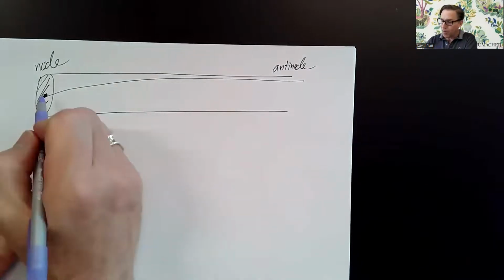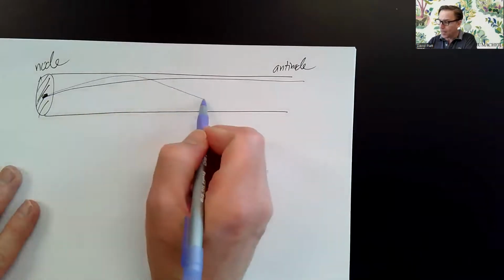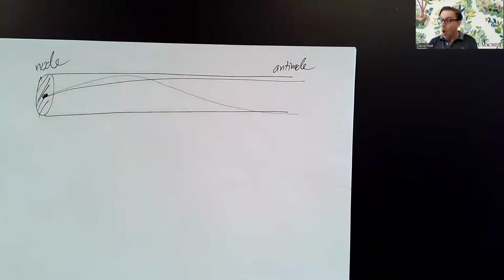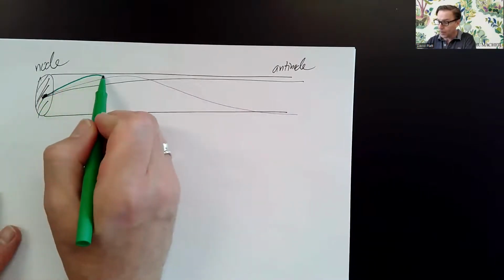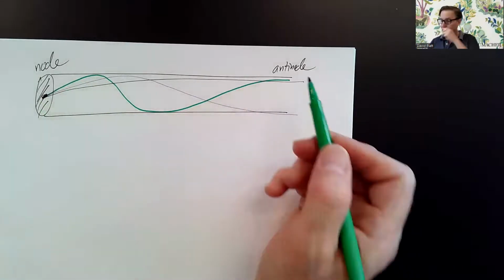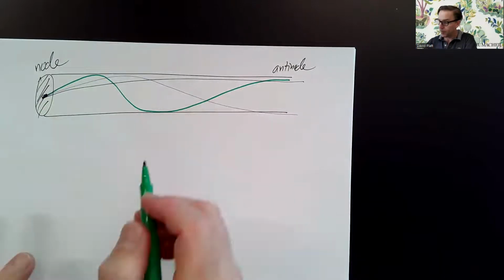But I could go from a node to an antinode and then to another antinode like that. That would work. Or I could go from a node to an antinode to another antinode, and then I could put an antinode up there. So each of those will fit here in the pipe.